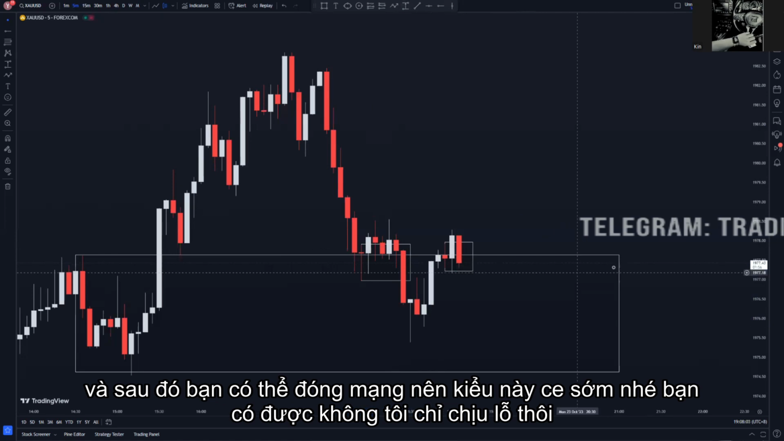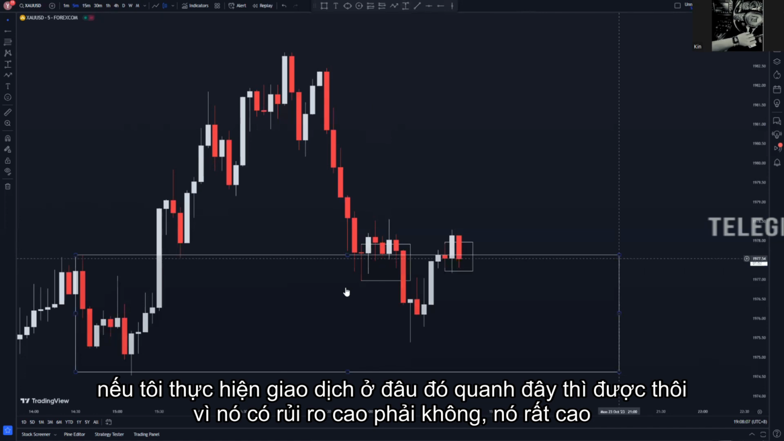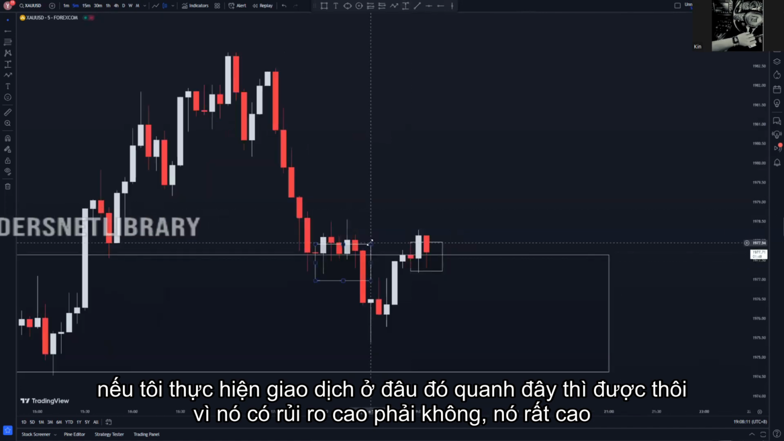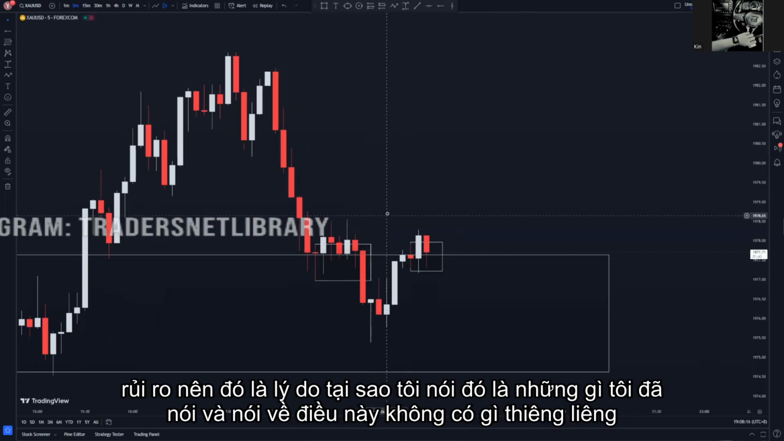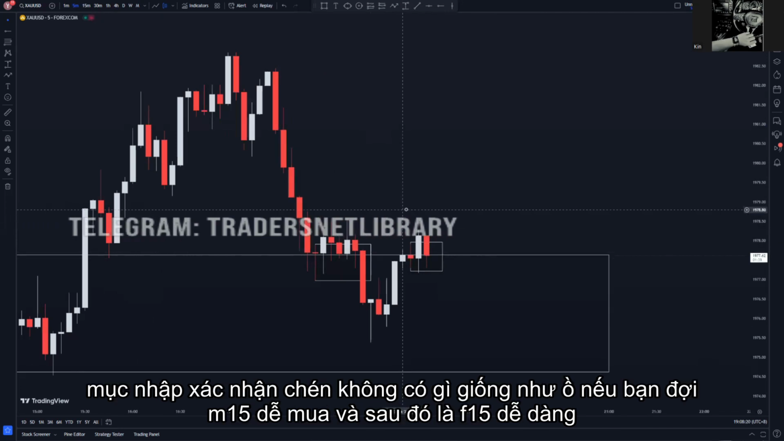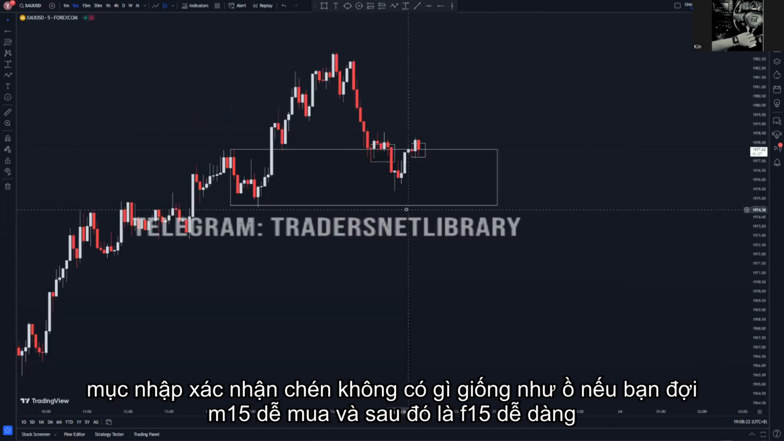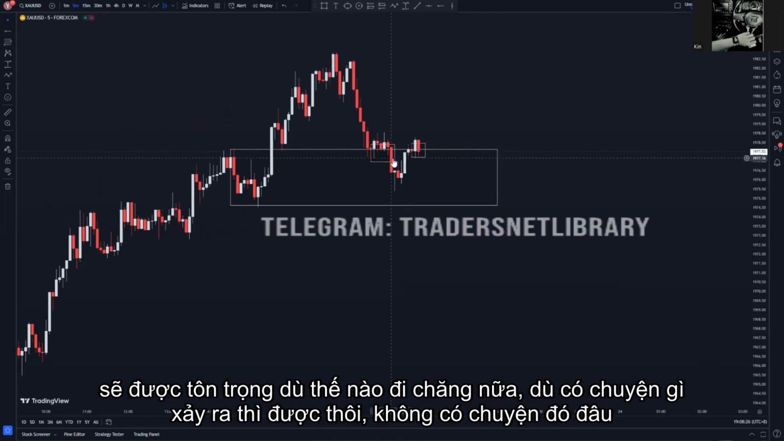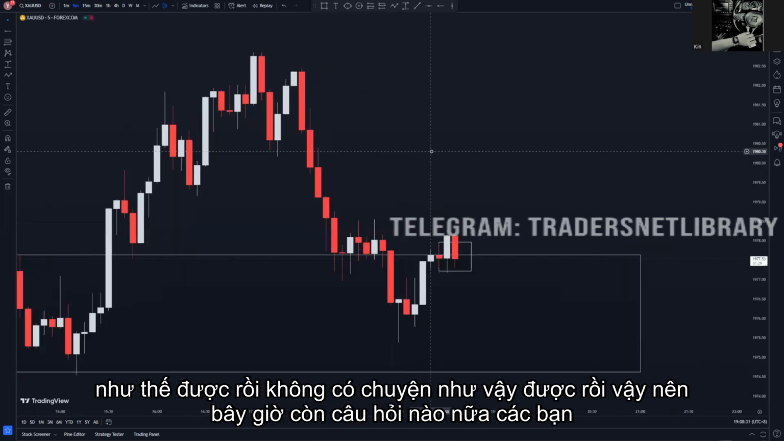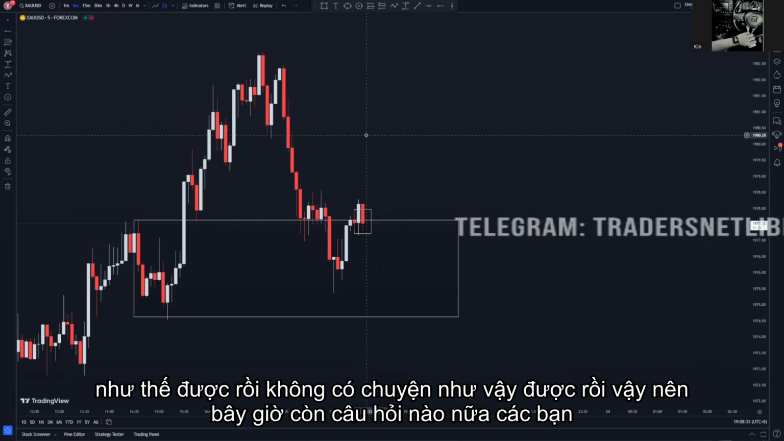So with this type of CE, early CE, I just take the loss if I took the trade somewhere around here. All right, because it's high risk, right? It's high risk. So that is what I've said. And talking about this one, there is no holy grail confirmation entry. There is no, oh, if you wait for M15 EG buy then the H4 EG buy will be respected no matter what will happen. There is no such thing like that.